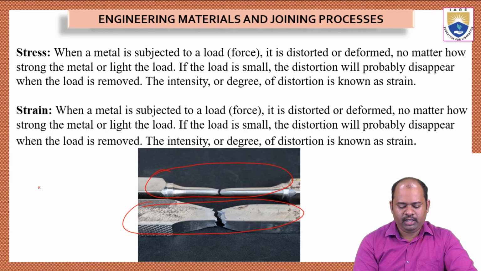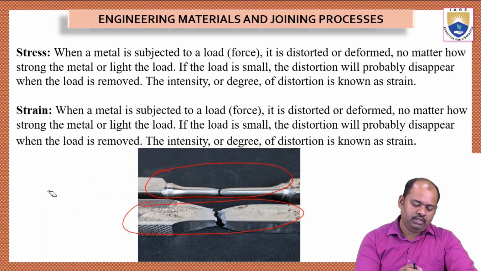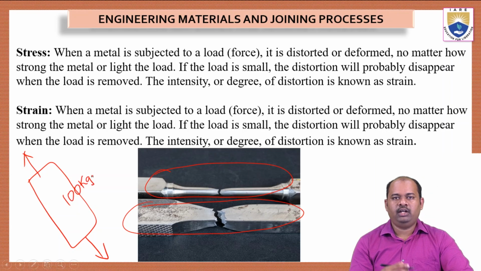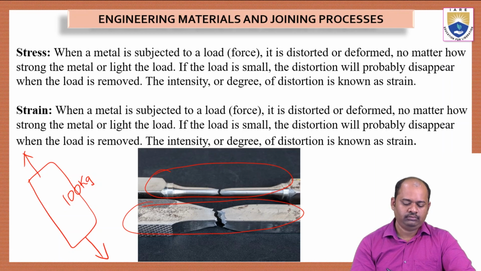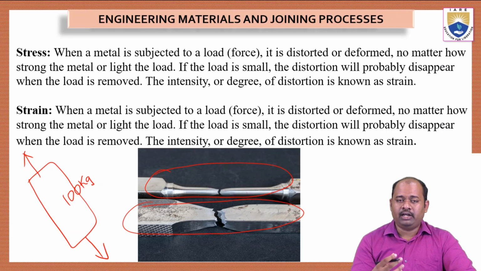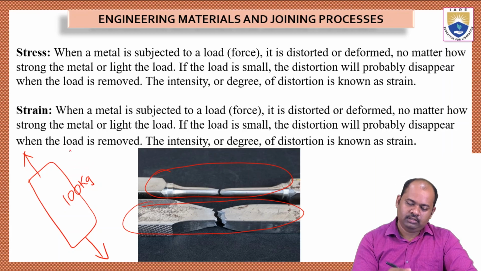Now, if I have a metal rod and I apply 100 kilograms of load, I'm applying some tensile load. So the load is about 100 kg. What happens when I increase the load from 0 to 100 kg? The metal rod will try to bear and withstand this load. Suppose the failure loading capacity of this metal is around 120 kg.